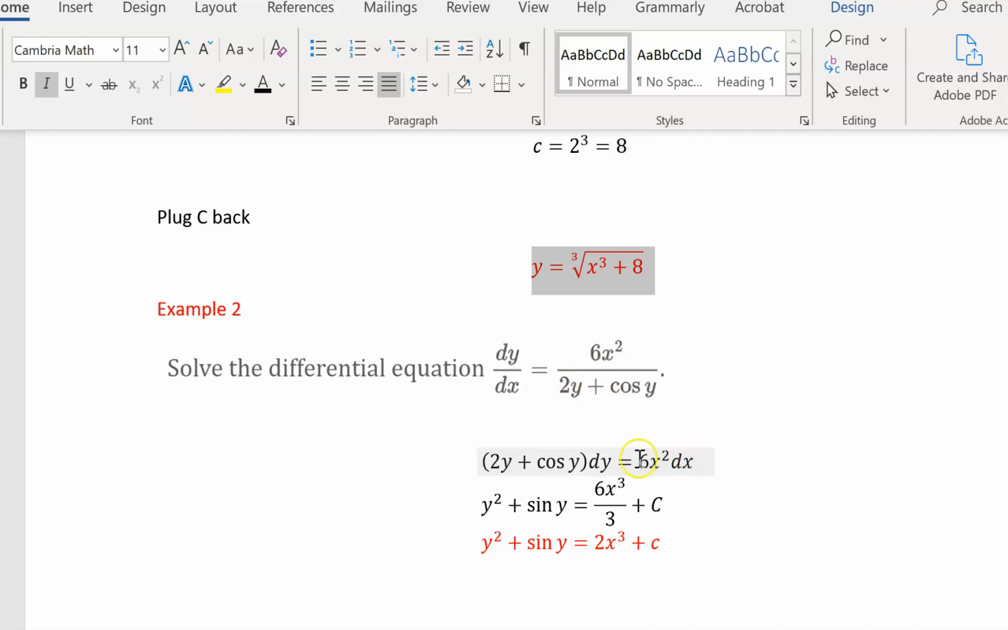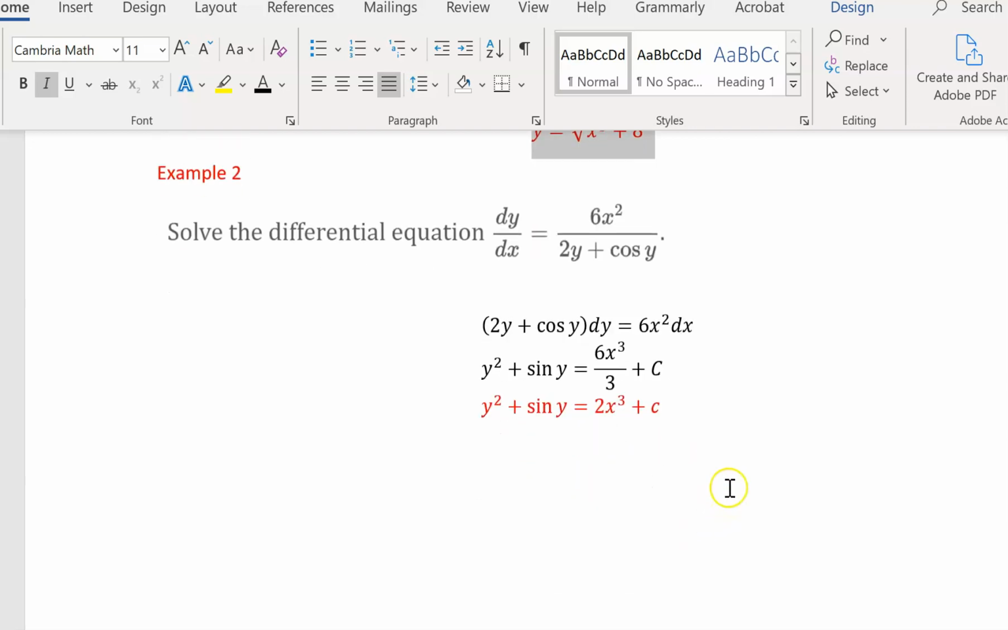So if you integrate this, you get the integral of 2y is y squared plus the integral of cosine y is sine y, equal to the integral of 6 times x squared, whose integral is x cubed over 3, plus c. So if you write this, you get y squared plus sine y equals 6 over 3 is 2x cubed plus c. And so now y is actually not given as y equals something, but y is given implicitly, right, as an equation involving y and x. And you can always draw the curves for this and get the answer.